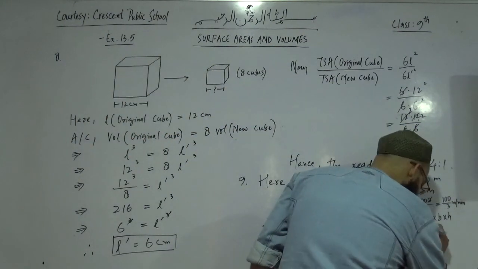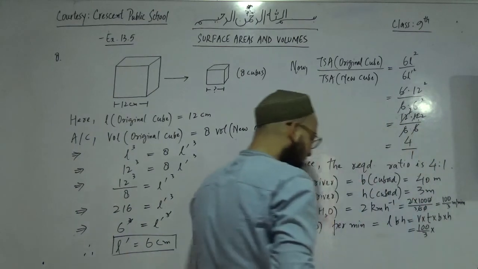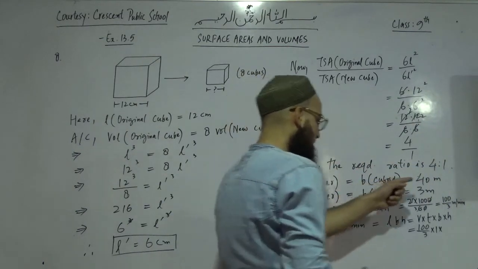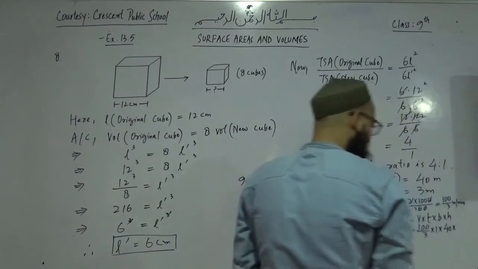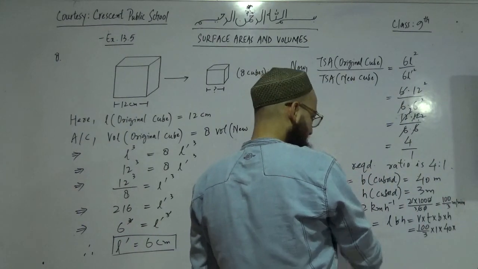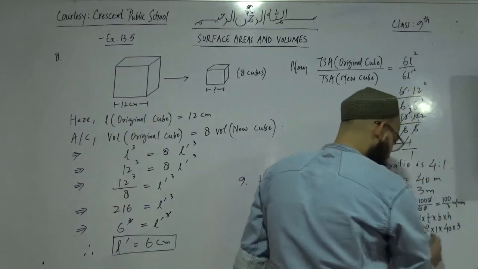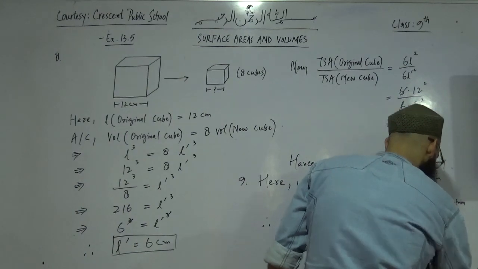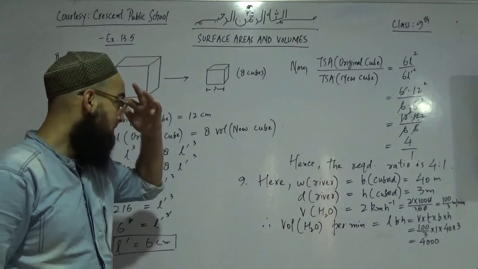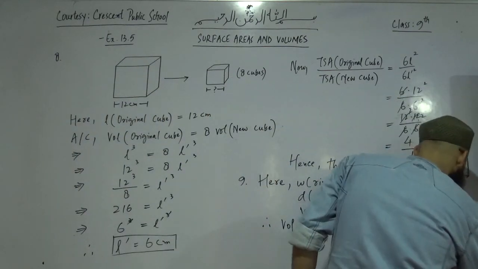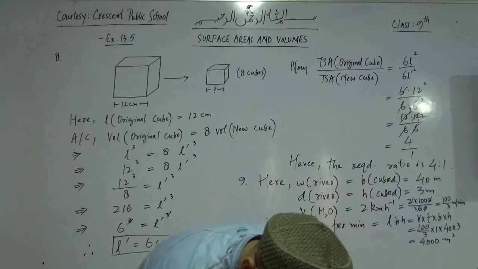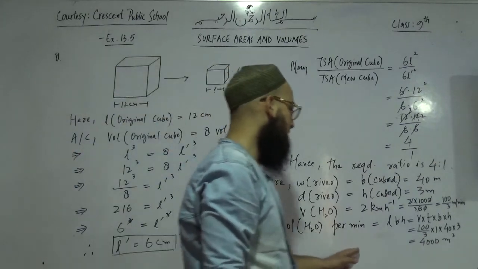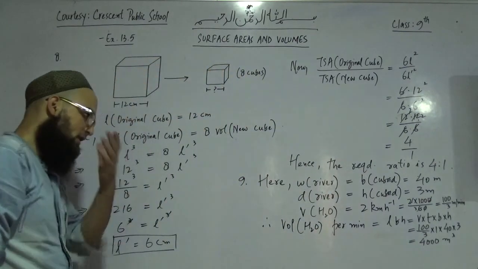Now speed is 100 divided by 3, times the time, which is 1 minute, so times 1. Breadth is 40, then times H, which is 3. Now 3 and 3 go, and you'll get 4000. So you got 4000 cubic meter, and that's your answer. So the volume of water per minute is 4000 cubic meter.